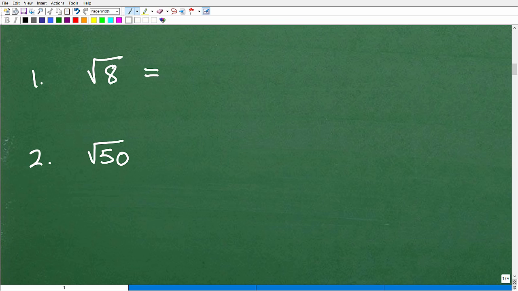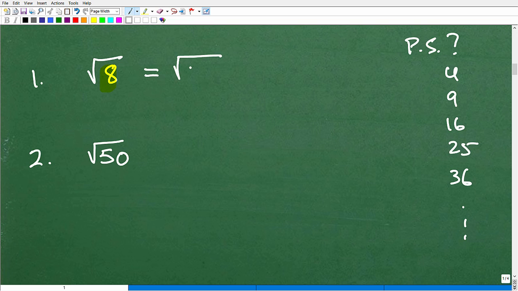So the square root of 8. I want to break this up into factors, but I'm thinking perfect squares. You know these numbers, 4, 9, 16, 25, they just keep going, 36. We're looking for factors of 8 among these numbers. So you're like, oh yeah, 8 is going to be 4 times 2, and that would be the perfect factors to do this.